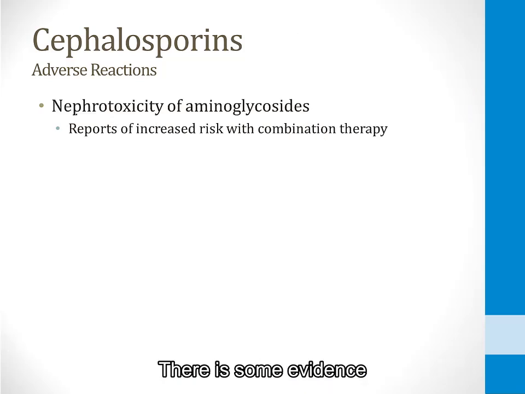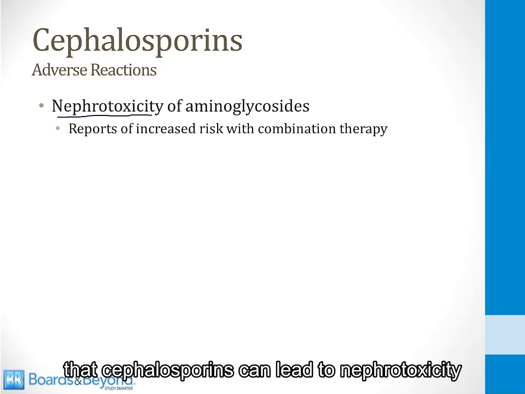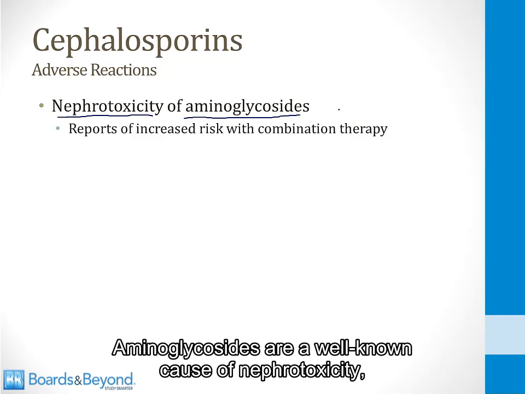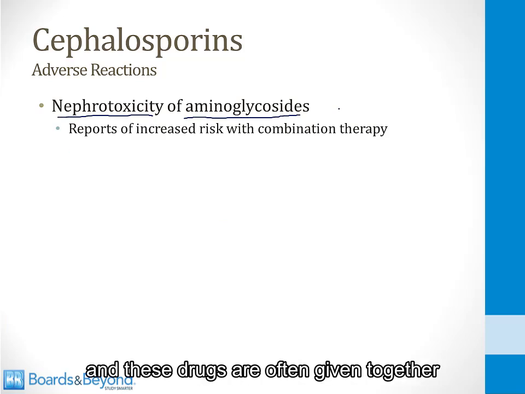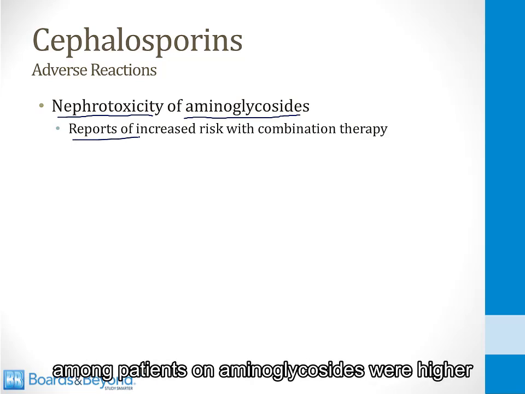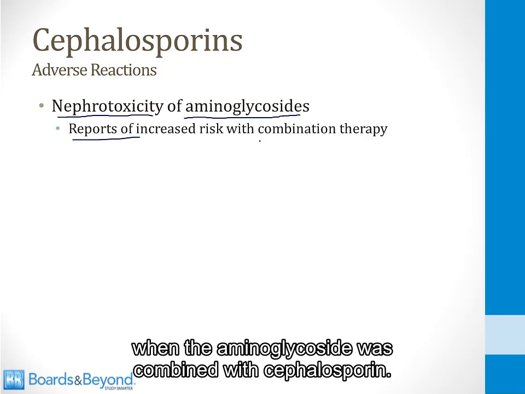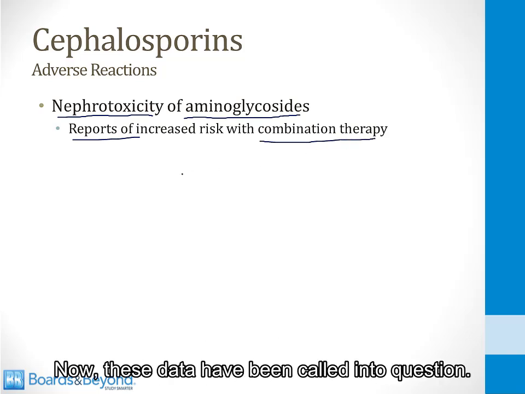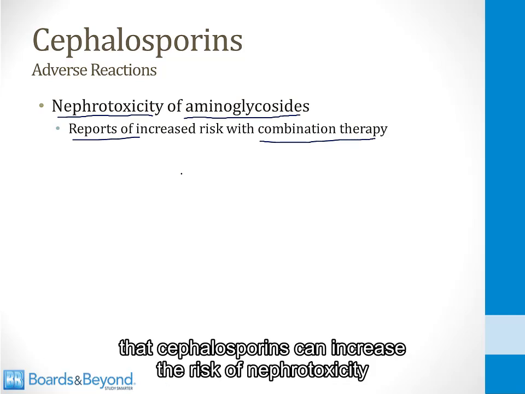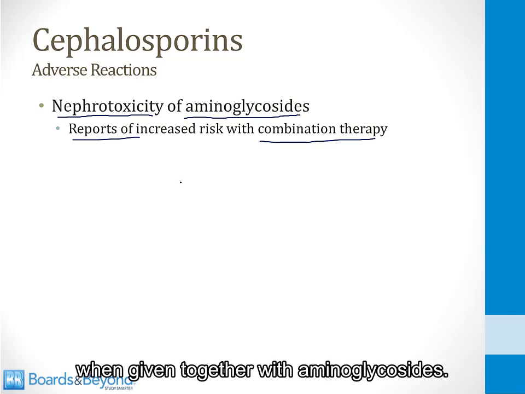There is some evidence that cephalosporins can lead to nephrotoxicity when given together with aminoglycosides. Aminoglycosides are a well-known cause of nephrotoxicity, and these drugs are often given together with a cephalosporin. Some older reports suggested that the rates of nephrotoxicity among patients on aminoglycosides were higher when the aminoglycoside was combined with a cephalosporin. Now, these data have been called into question, but nevertheless, you'll still read in many textbooks that cephalosporins can increase the risk of nephrotoxicity when given together with aminoglycosides.